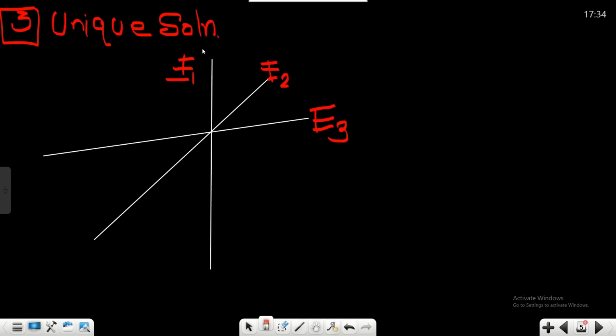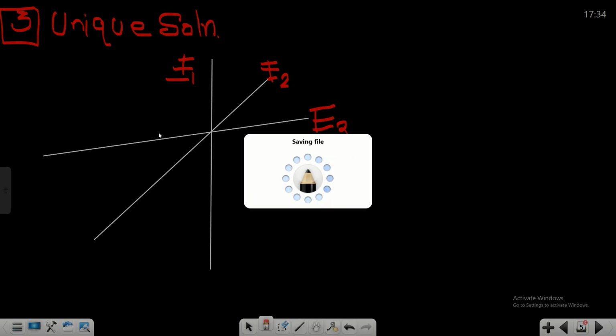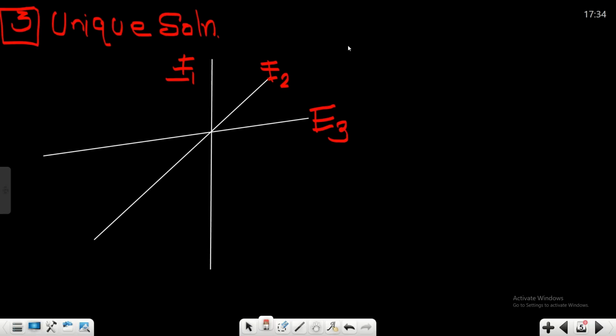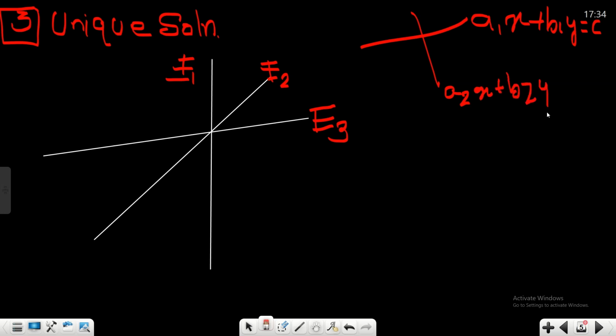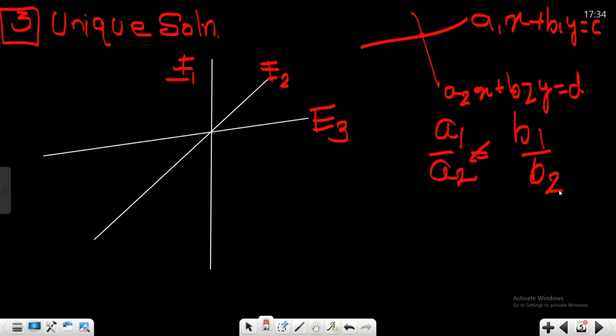Now if you see for this unique solution, if you compare this with 2D, that is the straight line part, where you have two lines with A1x plus B1y is equal to C, and A2x plus B2y is equal to D. So what should be the condition for unique solution? A1 by A2 should not be equal to B1 by B2. Now why are we saying this? Because if they are equal, then they have to be parallel or coinciding, but this case is neither parallel nor coinciding, so that's why they are not equal.